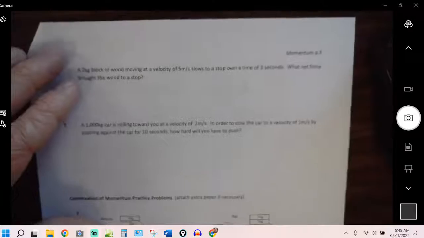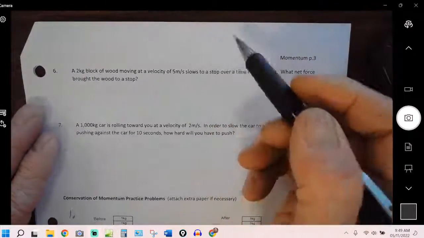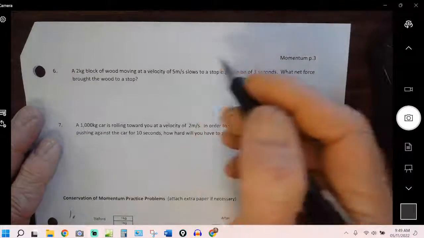Ooh, sorry. I wish there were a way I could intentionally focus this camera, but it focuses when it wants to.